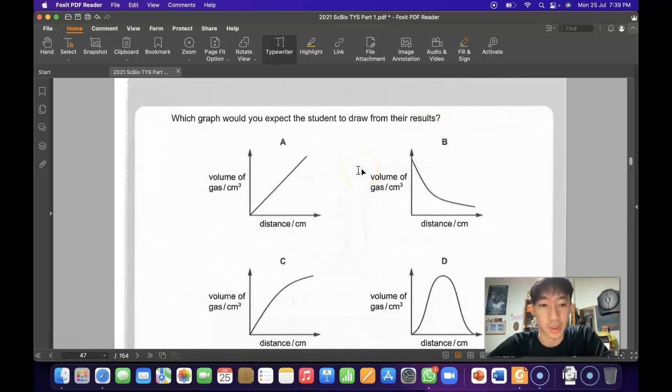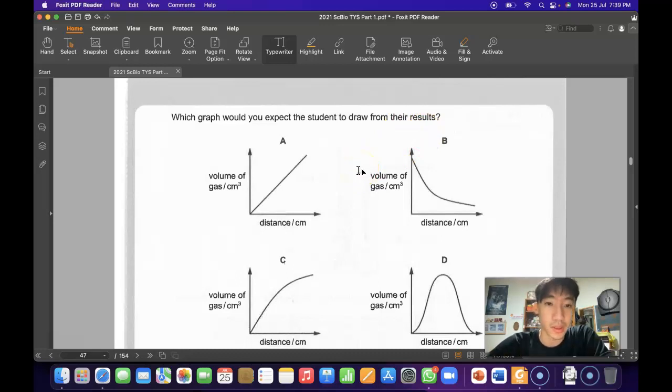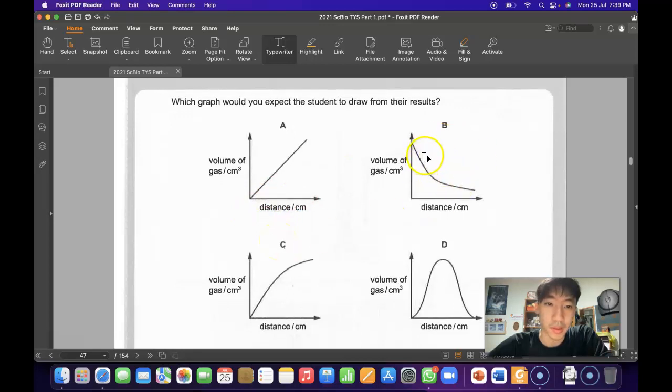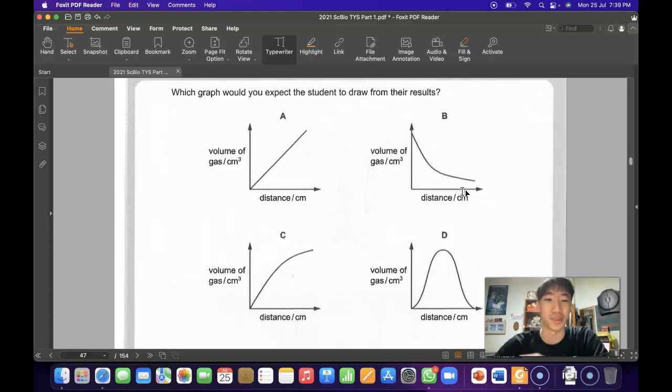So it's kind of similar to the one that we just did earlier. The nearer it is, the more gas is being produced, in this case the gas being oxygen gas. So if it's near, more photosynthesis, more oxygen gas produced. And if it's further, less oxygen gas produced, because less photosynthesis.